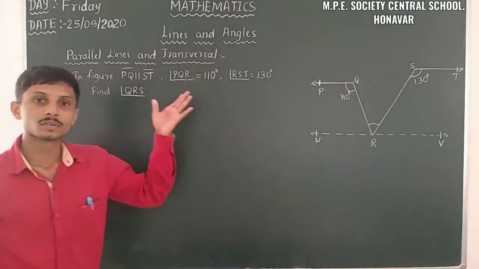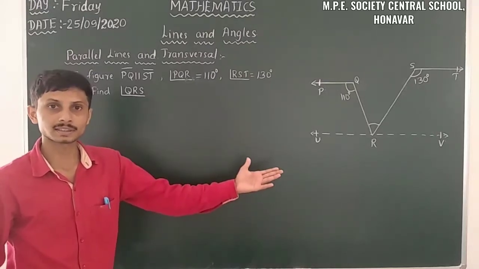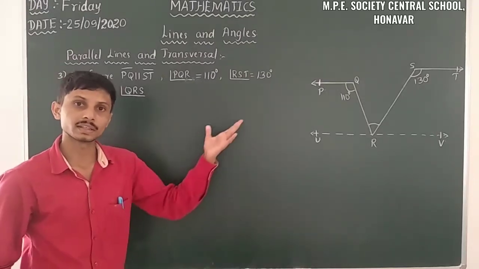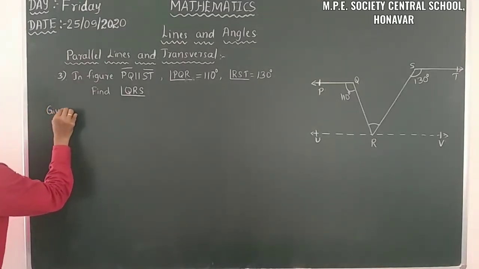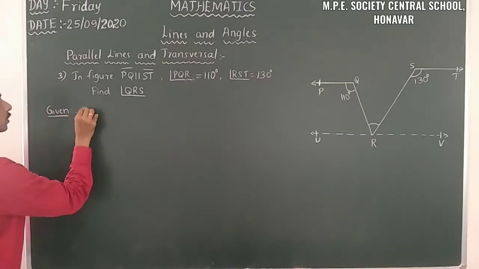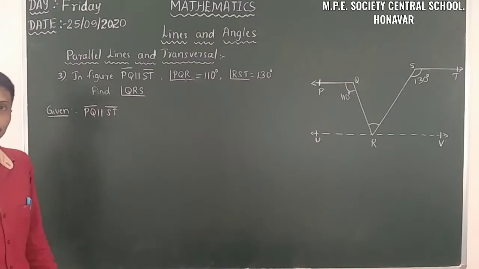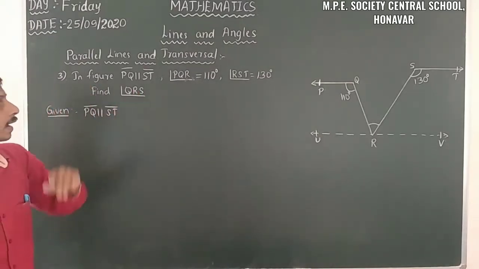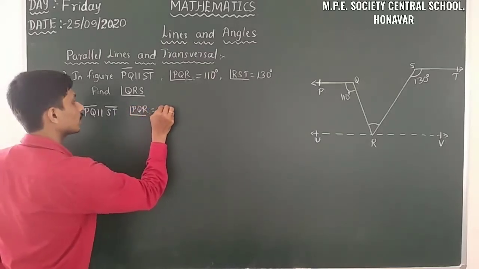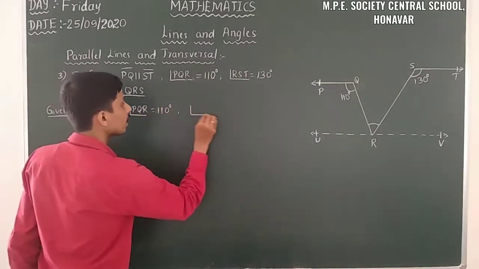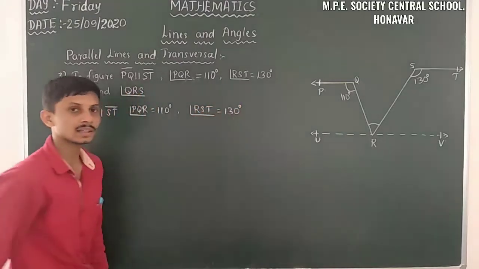So firstly we have to write all the given things. Also the construction we have to mention in our solution. So firstly, what are the given terms? Given: PQ is parallel to ST. So PQ and ST are parallel lines here. Then angle PQR is equal to 110 degrees and angle RST is equal to 130 degrees. So these are the given terms.